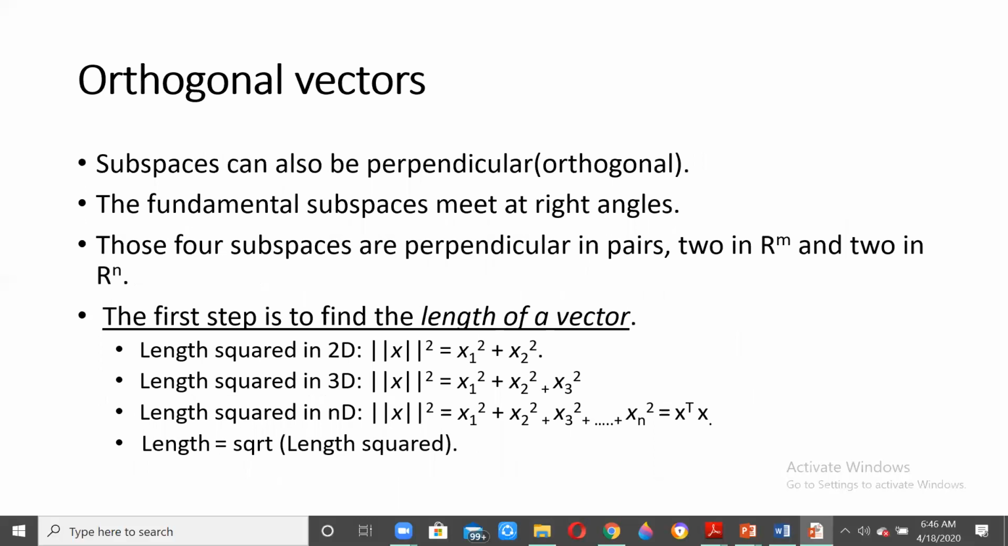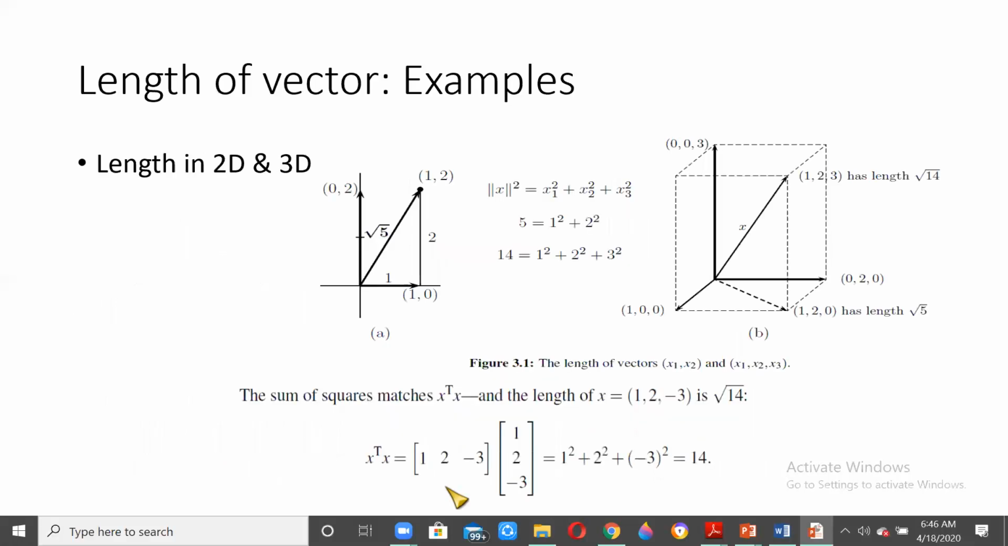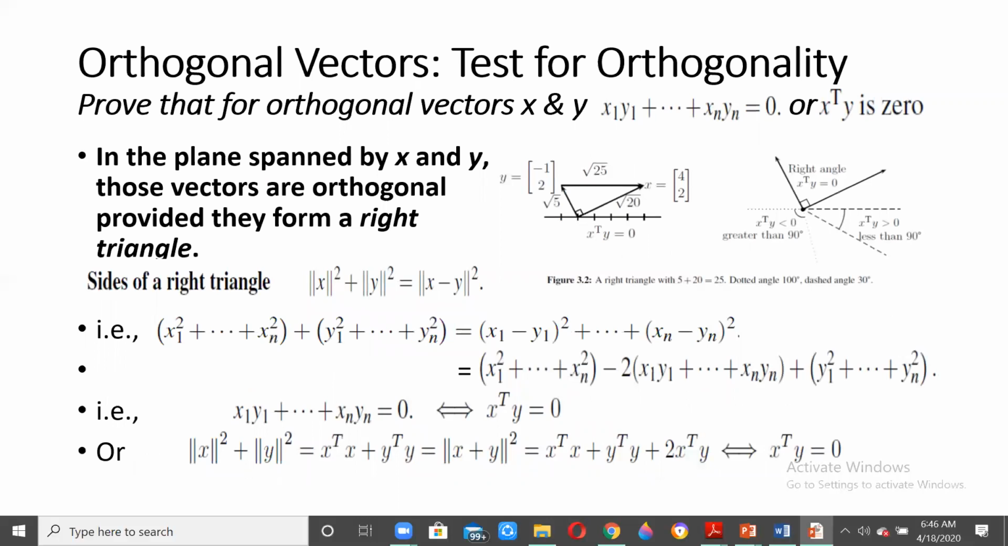We considered the length of a vector, where the length squared is equal to x1 squared plus x2 squared plus x3 squared plus etcetera up to xn squared, which is equal to x transpose x. The length is naturally the square root of the length squared. Then we took an example and defined orthogonal vectors: two vectors x and y are orthogonal only when x1 y1 plus ... plus xn yn is equal to 0, or x transpose y is 0.